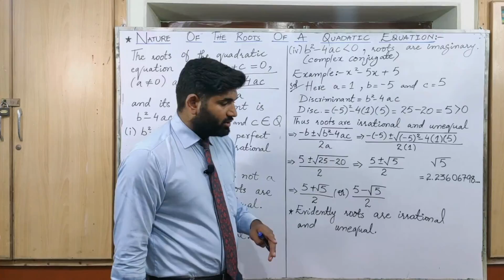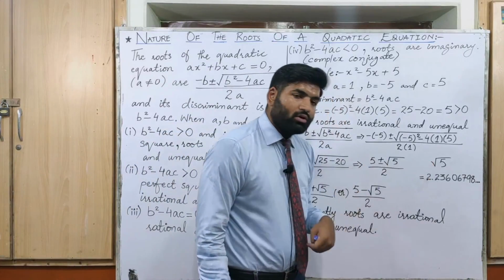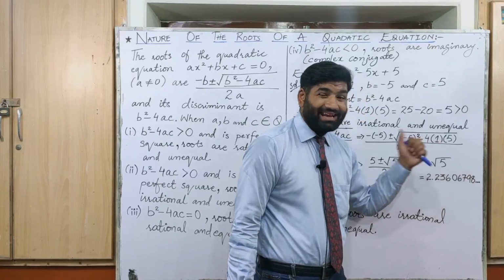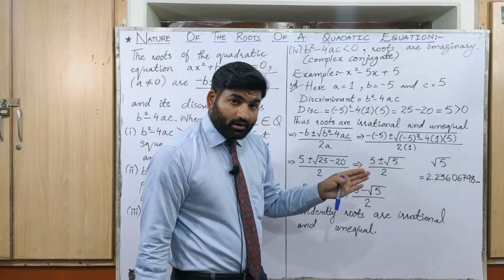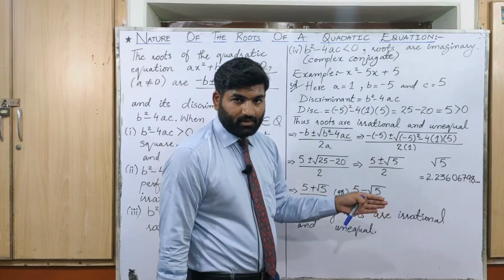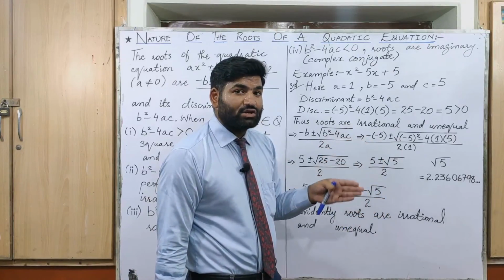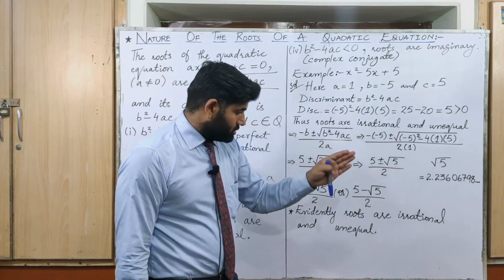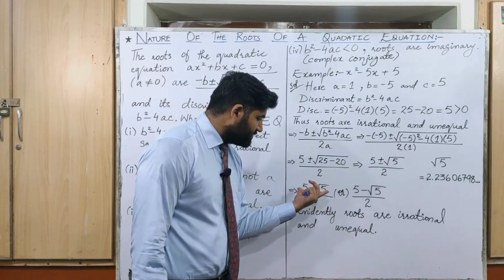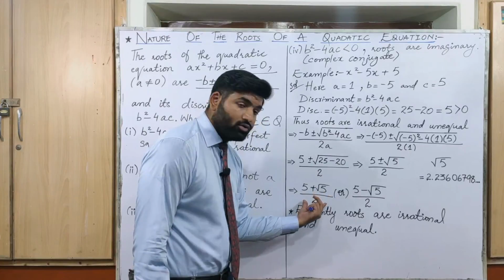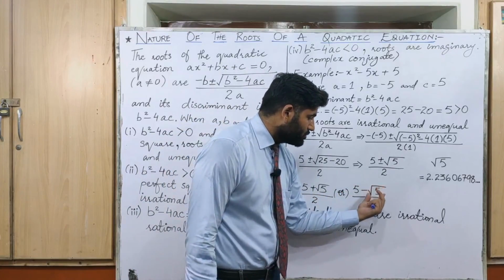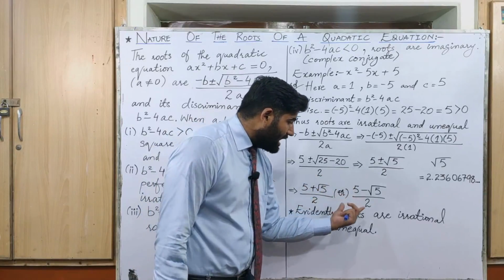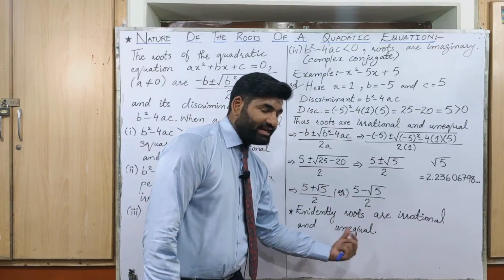What I want to let you know is, what is the value of under root of 5? It is 2.2360678, which is an irrational number. Under root 5 is an irrational number, the square root of 5. So this is what we got to know, that it is either 5 plus under root 5 over 2 or 5 minus under root 5 over 2. This is the evidence that our roots are irrational and unequal.